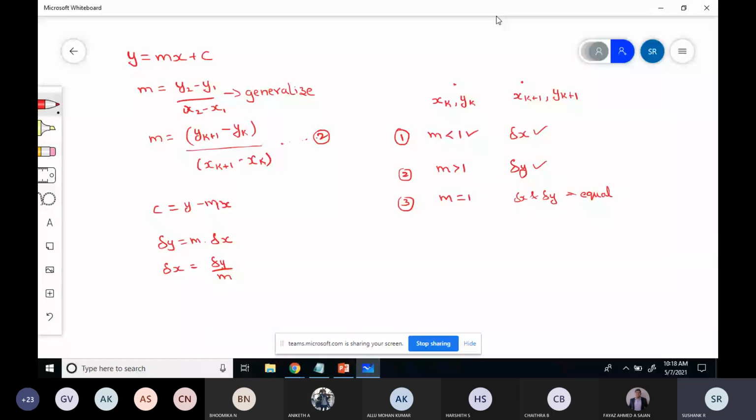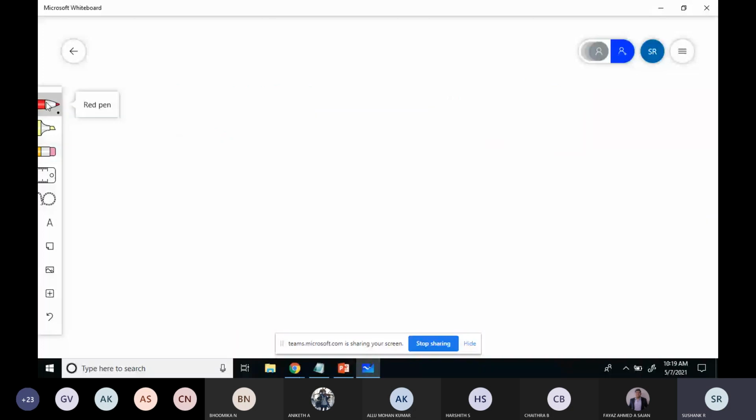In this we'll study one specific algorithm, which we will call DDA. So there is one algorithm for generating lines. We'll call it DDA. What does DDA mean? Digital differential analyzer. So we'll take one equation of a line.